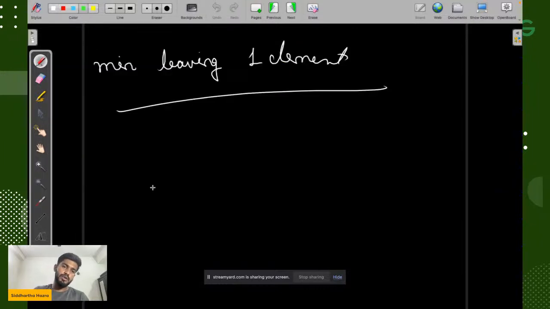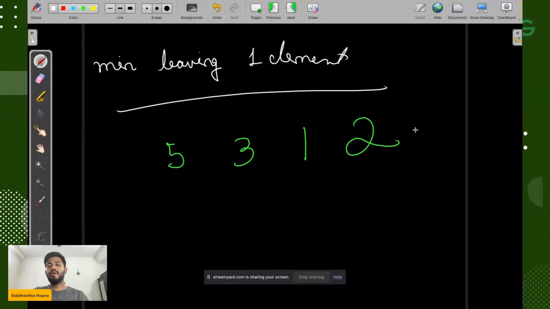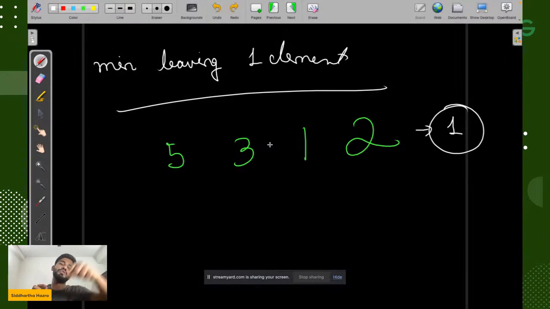Okay. So suppose we have 5 3 1 2. Okay. So I know that the minimum of this array is 1. So if the element to be left is 1, then, right. What I'm trying to say is, suppose I know that in 5 3 1 2 the smallest is 1, then if 3 has to be ignored, it is fine, the minimum number will not be affected. Okay. But what about the scenario when the minimum number is the only number that we need to take out?